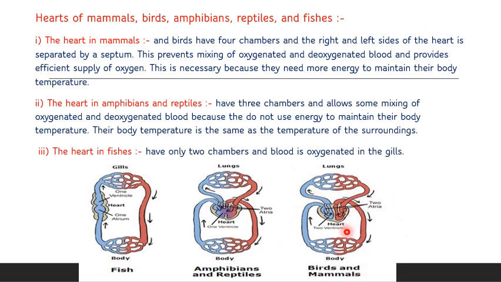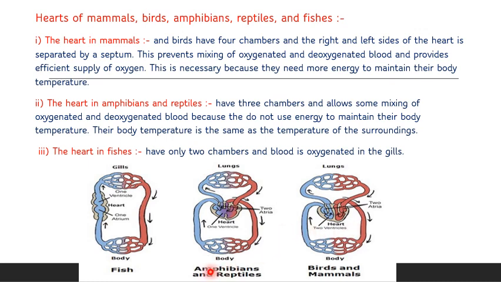What is the function of the septum? It prevents mixing of oxygenated as well as deoxygenated blood, and also provides efficiency in the supply of oxygen. It is very important and necessary because they need more energy to maintain their body temperature. So that is regarding the heart in mammals.